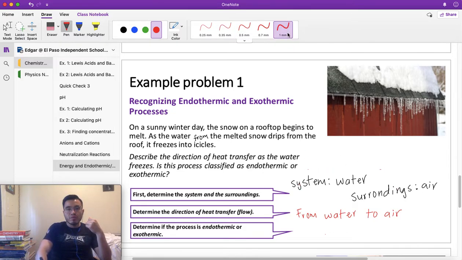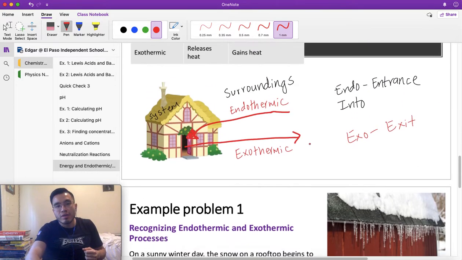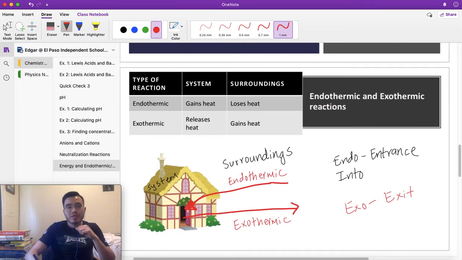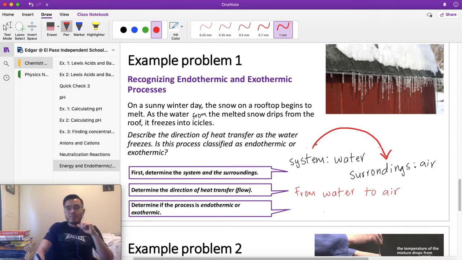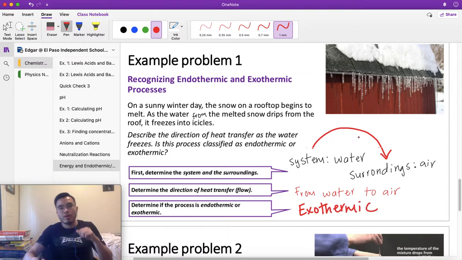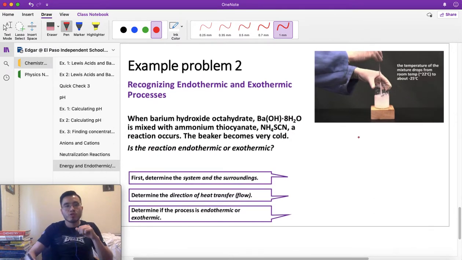So let's draw an arrow from system to surroundings. If we look at our table, from system to surroundings, that's an exothermic. So the system, which would be the water, is releasing heat, and the surroundings, which is air, is gaining that amount of heat, okay? So it's an exothermic. Very good.